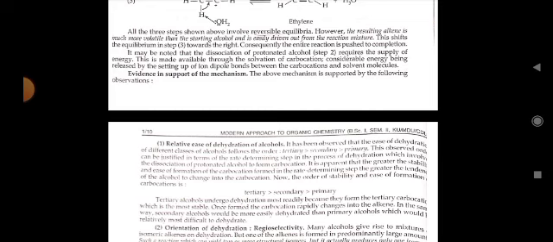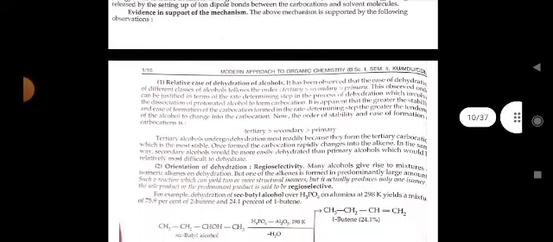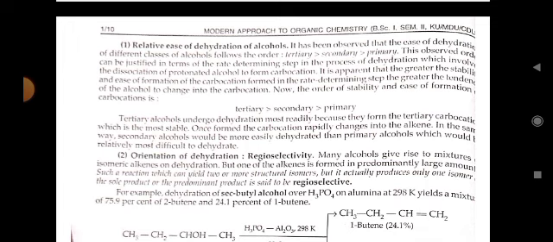It has been observed that the ease of dehydration of different classes of alcohol follows the order tertiary, then secondary, and then primary. This observed order can be justified in terms of the rate determining step in the process of dehydration, which involves the dissociation of protonated alcohol to form carbocation. It is apparent that the greater the stability and ease of formation of carbocation formed in the rate determining step, the greater the tendency of the alcohol to change into carbocation. Now, the order of stability and ease of formation of carbocation is tertiary, then secondary, and then primary.